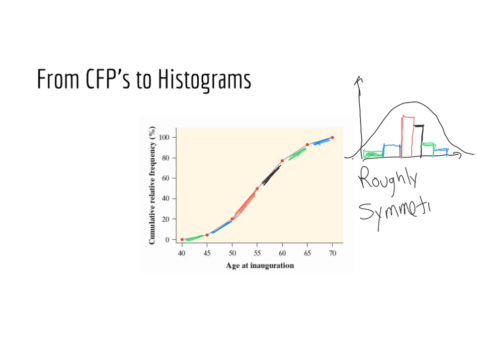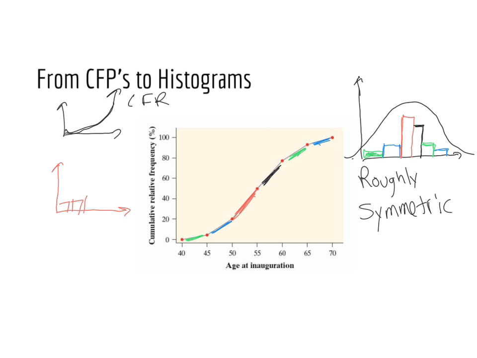Now I'm going to do another quick example over on the left side here. Say I have a cumulative frequency plot that looks like this. That's the graph, that's the CFP. Well, what's the histogram going to look like? I'll do the histogram in red here. If you look at the beginning, I know that my slope is really flat, so I'm not getting much data, maybe a little bit more here and there.